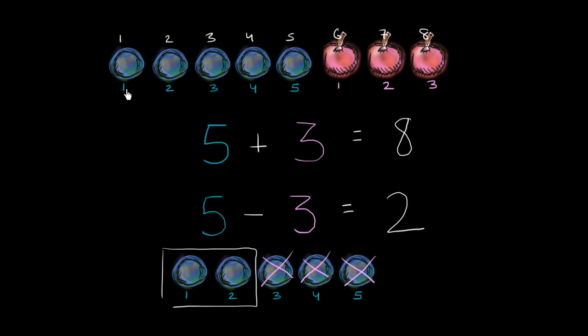So if someone says, hey, I have 5 blueberries, then I have 3 more cherries, how many pieces of fruit? Well, now I'm going to be adding. But if someone says I have 5 blueberries, and then I ate 3 of them, how many do I have left? Well, then you have 2 left.